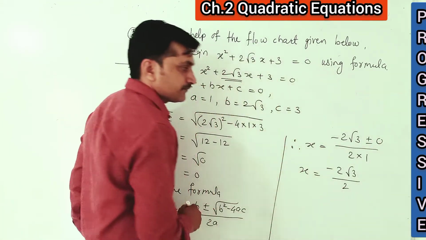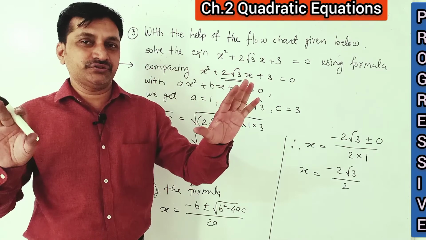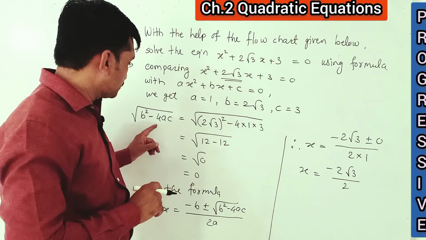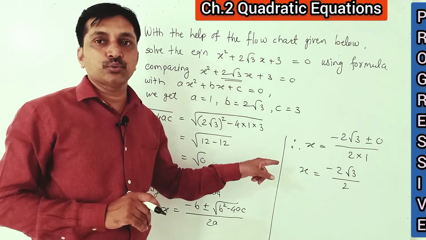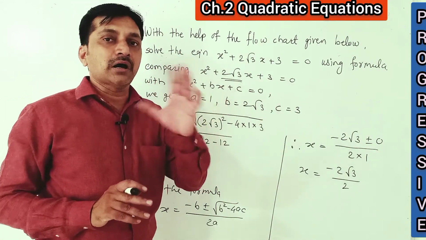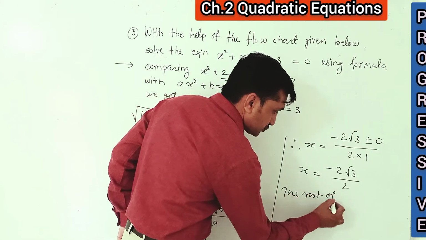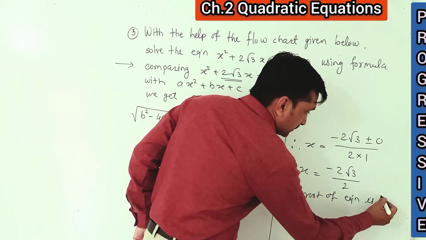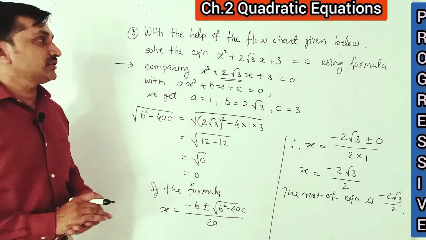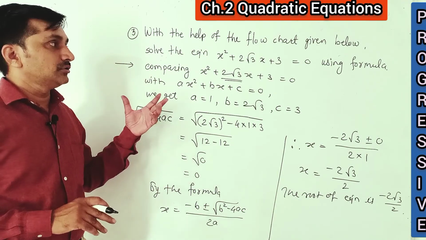Upon 2 ones are 2. Finish. Here we don't get 2 roots. Here we get only 1 root. Okay, remember that when you get value of square root 0, then you get only 1 value, and therefore at that time you don't write roots of equation, we get only 1. That's why the root of equation is minus 2 root 3 upon 2. In this way we completed practice set 2.4 that was based on formula method.